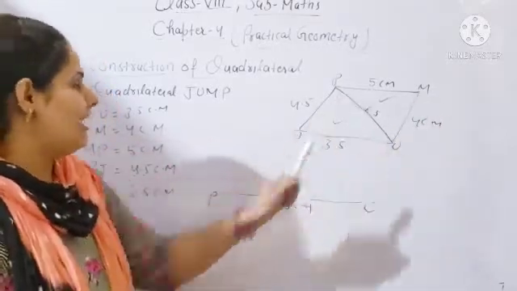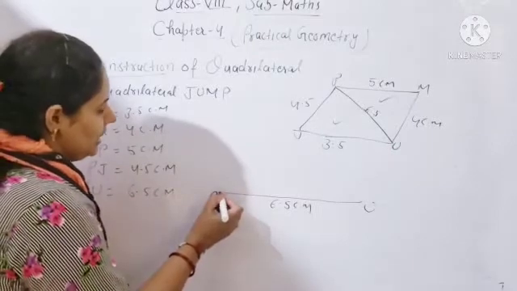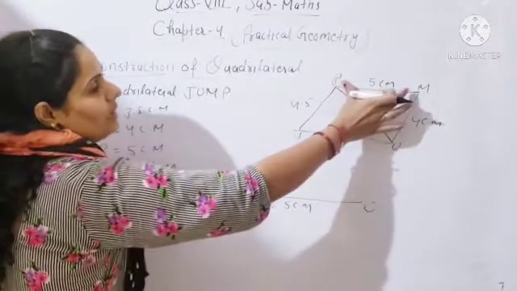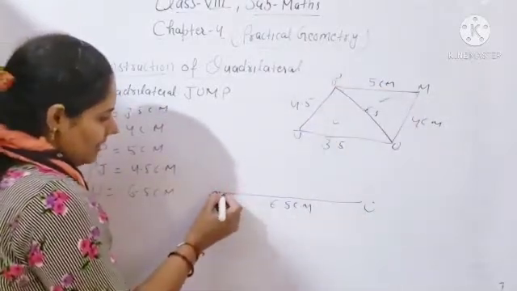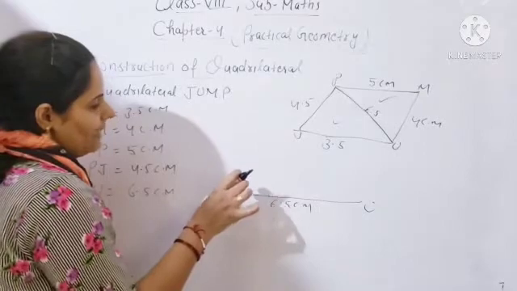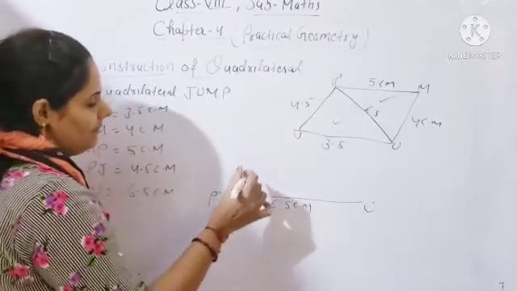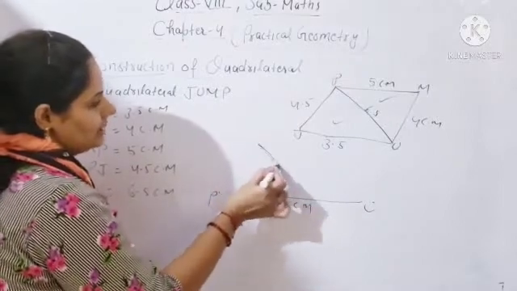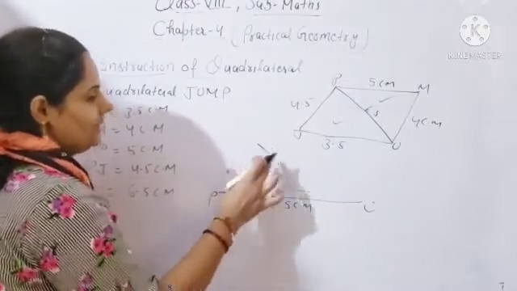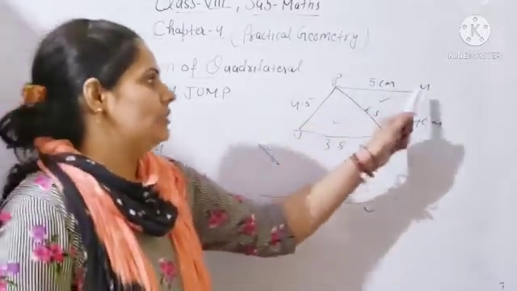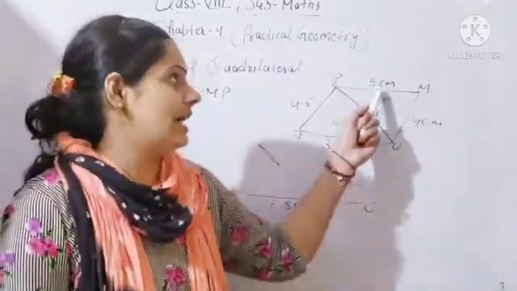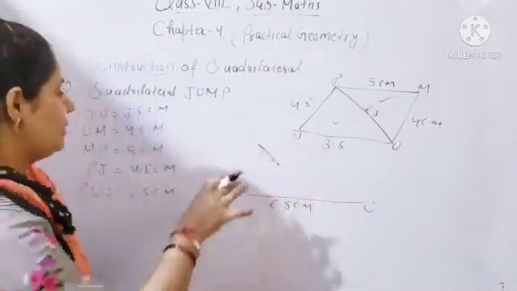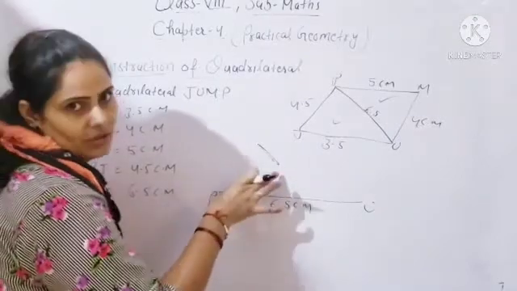So second step, from point P you will put your compass, and with the help of the ruler you will open it to 5 centimeter, and make the arc like that. Clear? From point P you will draw the arc. How many centimeter? From point P to M, this is given 5 centimeter. So with the help of your compass and ruler, you open your compass 5 centimeter and from point P you draw the arc.